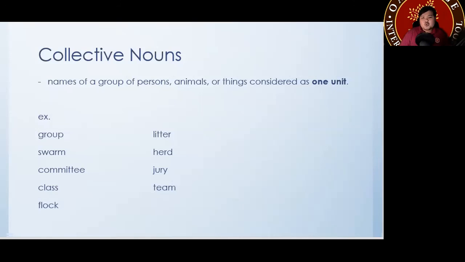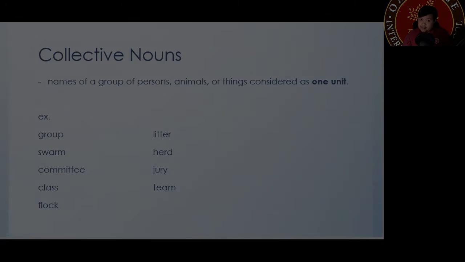Swarm. Swarm is used for insects, okay? A swarm of bees. Committee, that's a group of people. Class, a group of people as well. Flock, this could be either sheep or birds. Litter, that's used for kittens, little cats. Herd, that's a group of animals. Jury, that's a group of judges. Team, just a group of people as well. When you have a group that is considered as one unit, these are all collective nouns. All right?